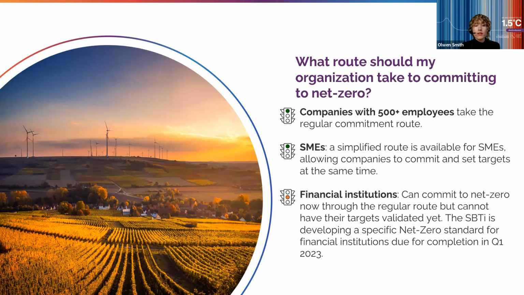And then finally, looking at financial institutions. Currently financial institutions can make a commitment to set a net zero target via the SBTi. However, the net zero target validation service for them has not yet commenced because the net zero standard for financial institutions is still under development. That's expected in Q1 2023. But in the meantime, financial institutions can already have near-term targets validated, and we would encourage them to do so.